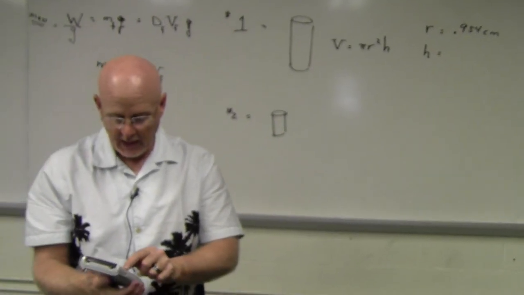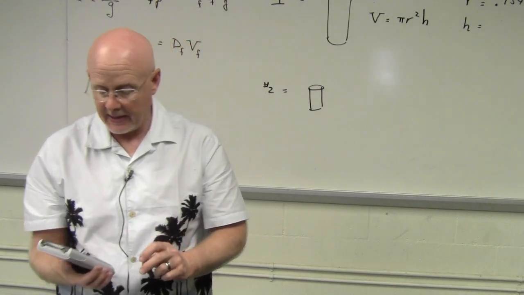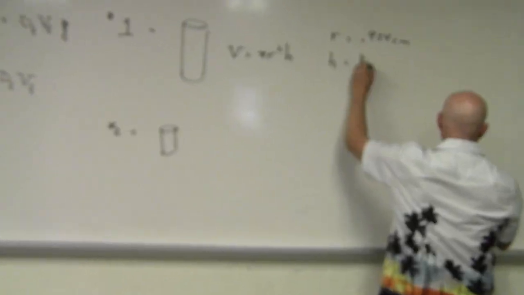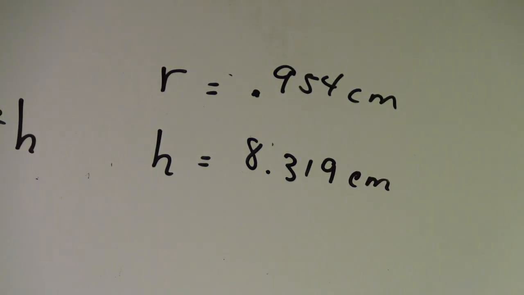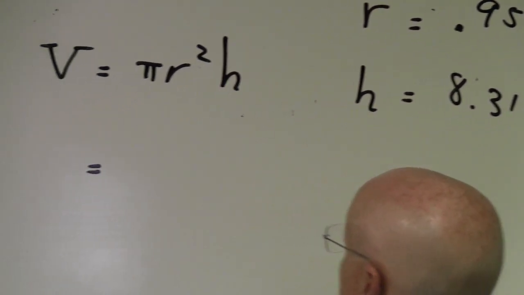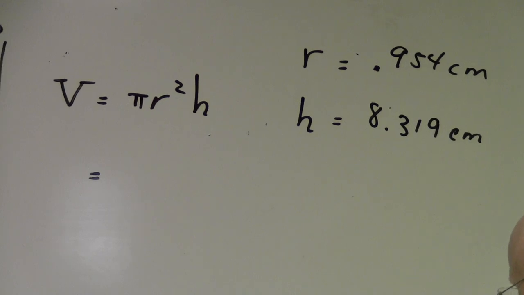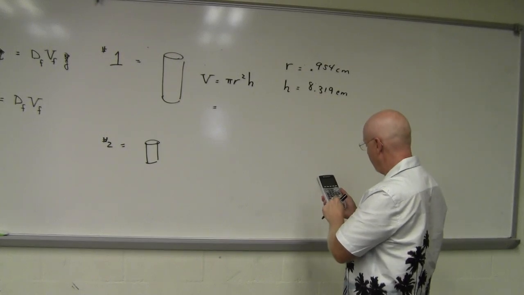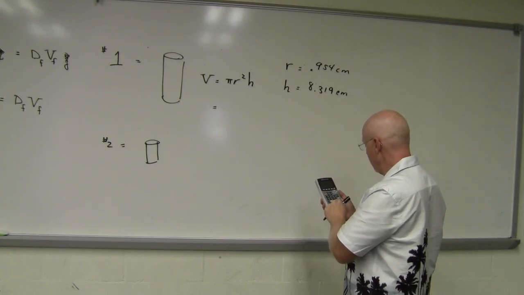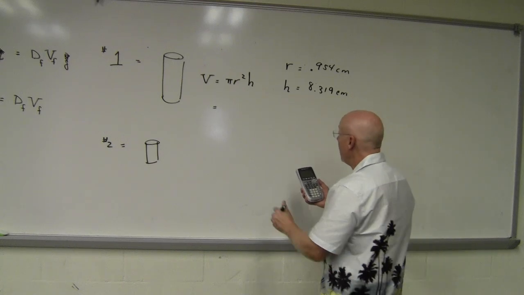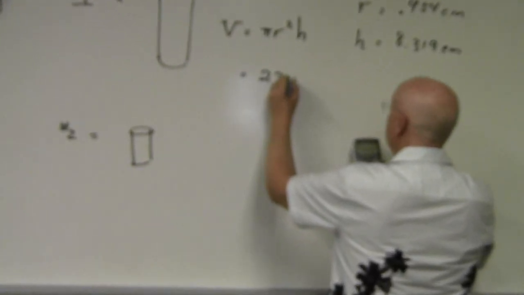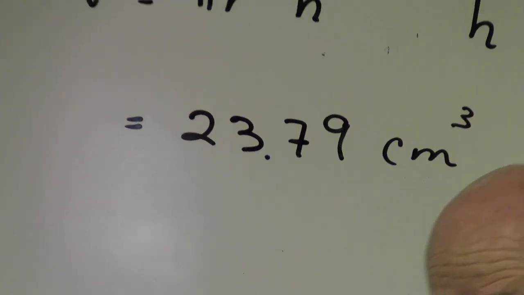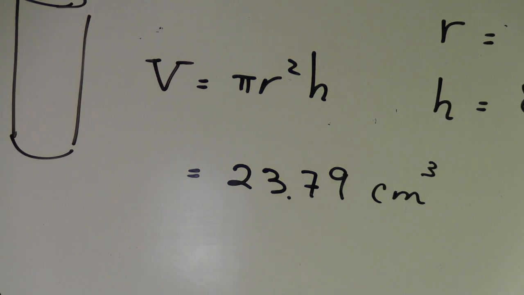So again, if I go 83.19 and divide by 10, oh, and I don't have to cut this one in half, this is actually the height, okay. So this would be 8.319 centimeters. So to get the volume, let me take pi times 0.954 squared times 8.319, and I get a volume of 23.79 cubic centimeters.